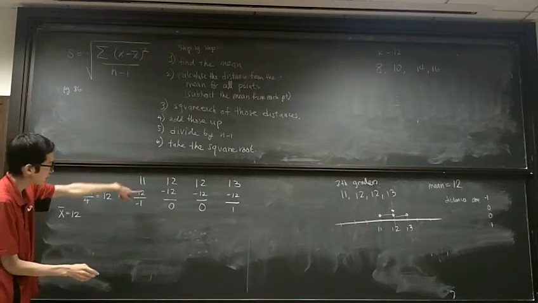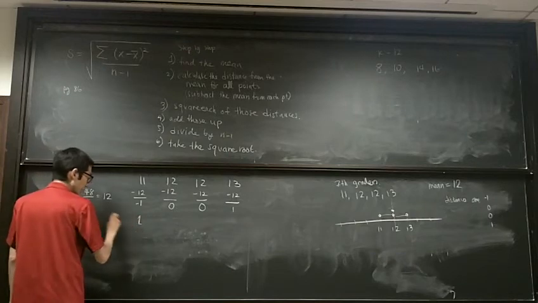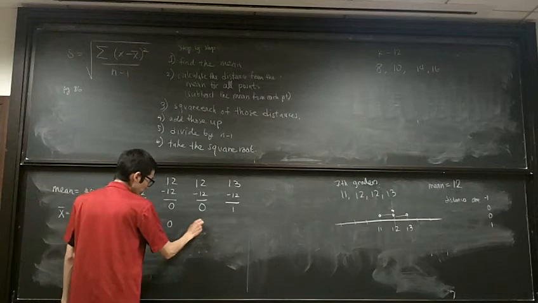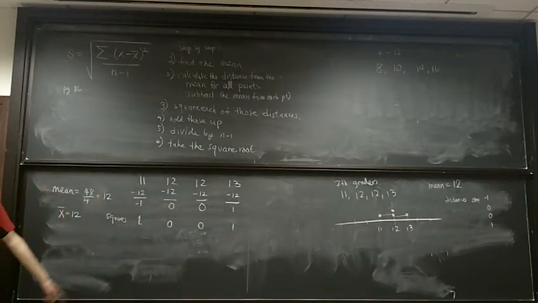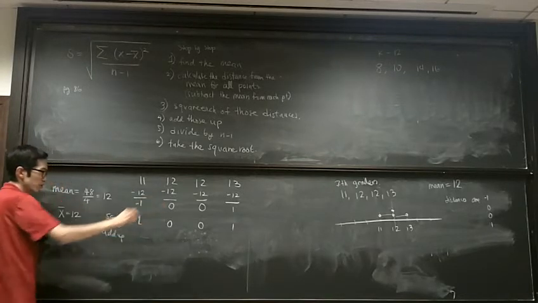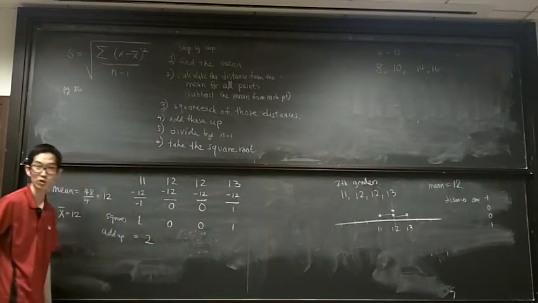Next thing. Square each of those distances. So what is negative 1 squared? 1. Positive, right? So these are my squares. 0 squared is 0, 0 squared is 0, and 1 squared is 1. So these are the numbers squared. Add those up. What's 1 plus 0, 0 plus 1? Add it up, I get 2.